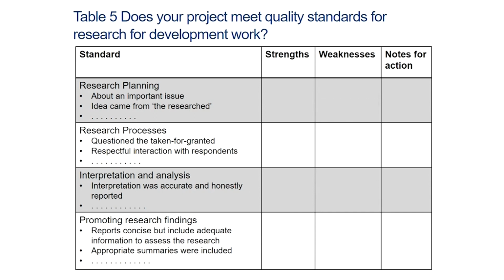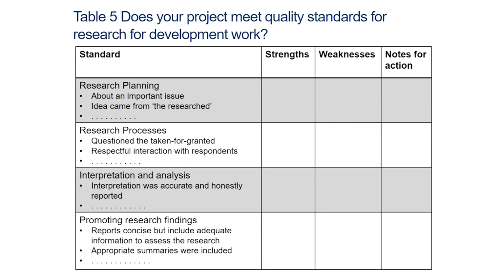So, the standards are research planning about an important issue, where the idea came from, the research processes, interpretation and analysis, promoting research findings, looking at the strengths and weaknesses, and notes for action. So, with regard to research planning, some of the things that you want to keep in mind as far as standards are concerned is whether the research is about an important issue, what is needed to be done, whether the idea came from the research.